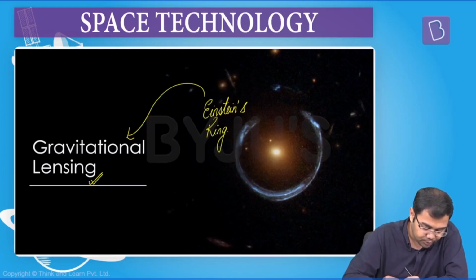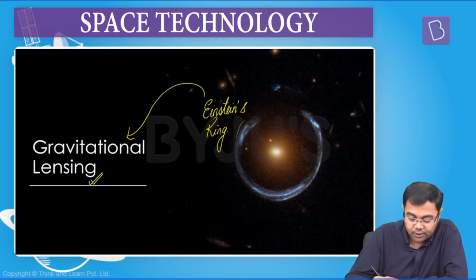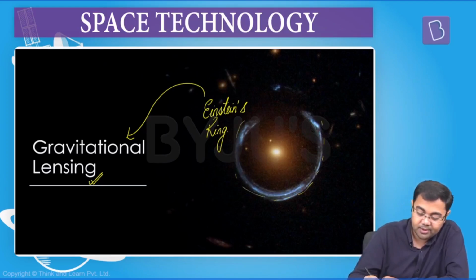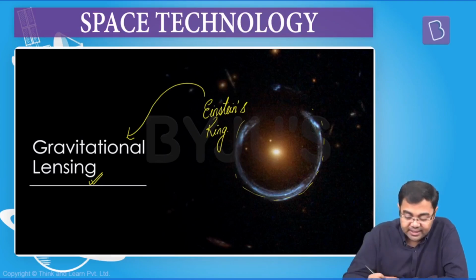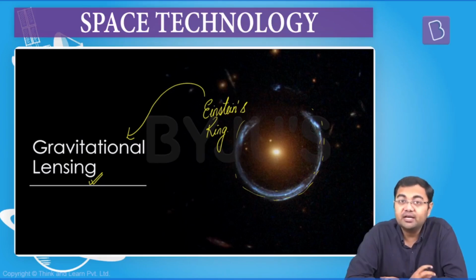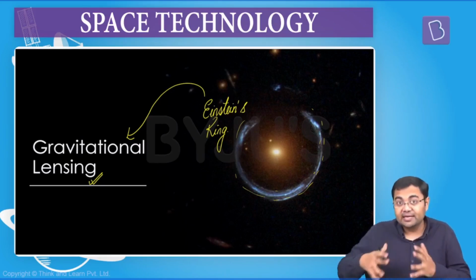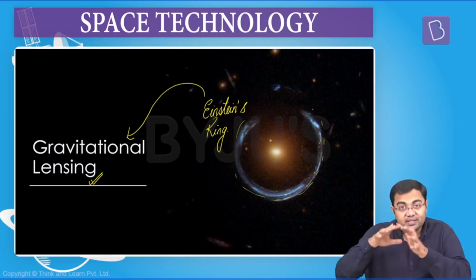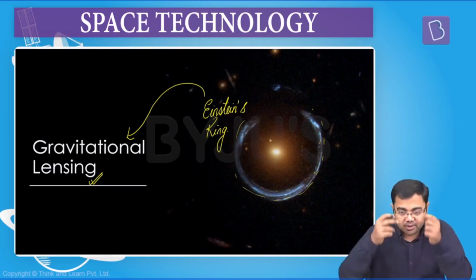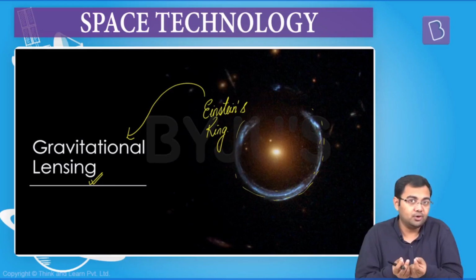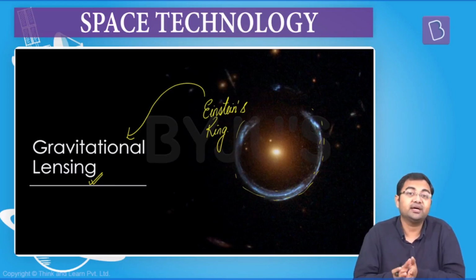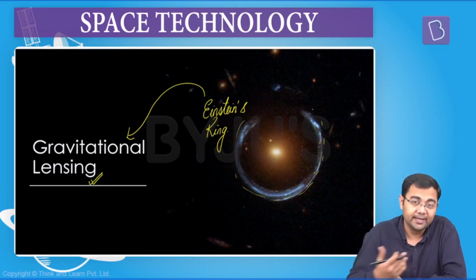So that's why, coming back to the concept of Einstein's ring, what you observe as a ring-like structure is nothing but gravitational lensing that has happened. Because of gravitational lensing, multiple images of something have been created. This set of images appears as a ring because it's all around that central object. And that's why this phenomenon has been named Einstein's ring.